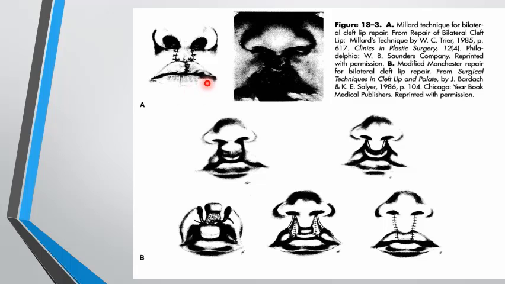The first technique here is the Millard technique, which elevated the prolabium superiorly and used tissue from both lateral lip elements to repair the muscle and the white line. But here in a wide defect we used the modified Manchester technique, which elevated the prolabium here, then repaired the muscle under it, and then brought the prolabium back, which is here, to repair the white roll and the other parts.